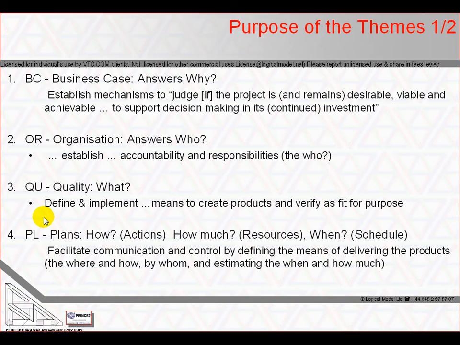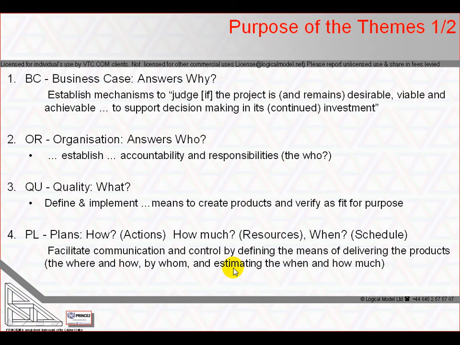The fourth theme is plans and planning, which answer the question how in terms of actions, how much in terms of resources, when in terms of scheduling, and are thus the basis of estimating. A PRINCE2 project proceeds on the basis of a series of approved plans. The plans theme explains the relationship between the mandatory project plan, the required stage plans, and the optional team plans, and how the breadth and depth of each is matched to the different needs of personnel in different management levels.